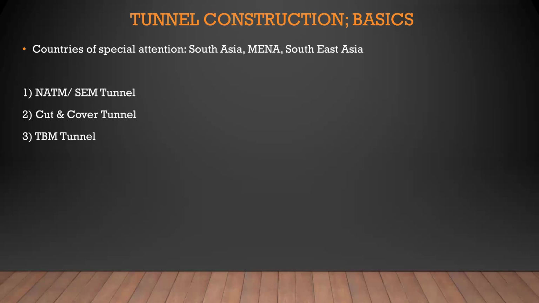There are three types of tunneling methodology. One is NATM tunnel, that means New Austrian Tunneling Method, or it is also called SEM tunnel, sequential excavation method. The next one is cut and cover tunnel, then TBM tunneling. In these lectures, we are mainly going to focus on TBM tunneling. In TBM tunneling, there are two methods: one is EPB, the earth pressure balance technique, and the other one is the slurry TBM method.